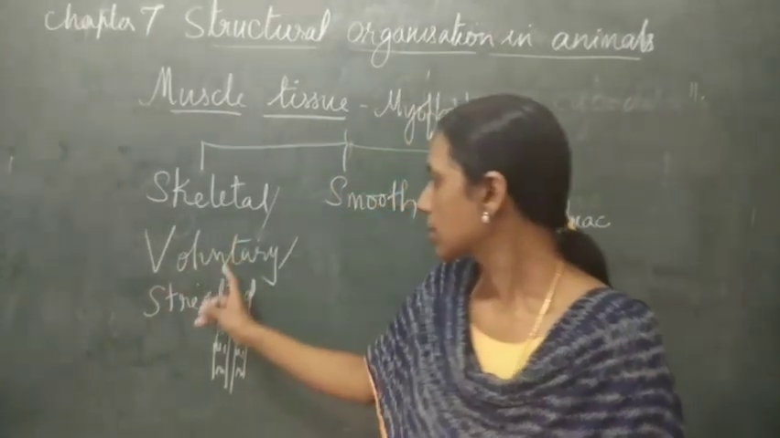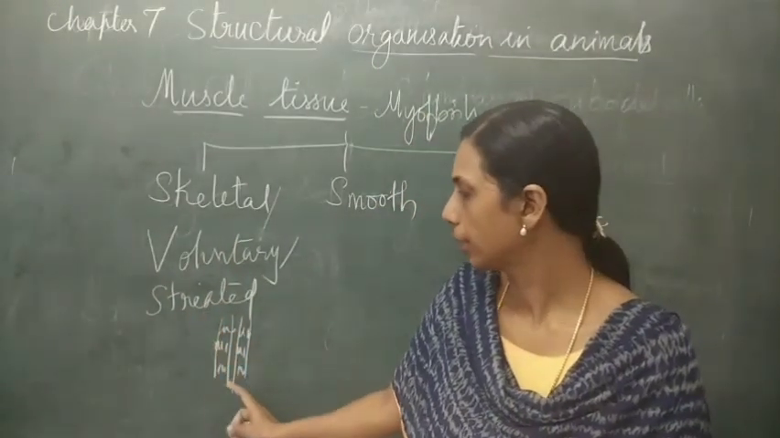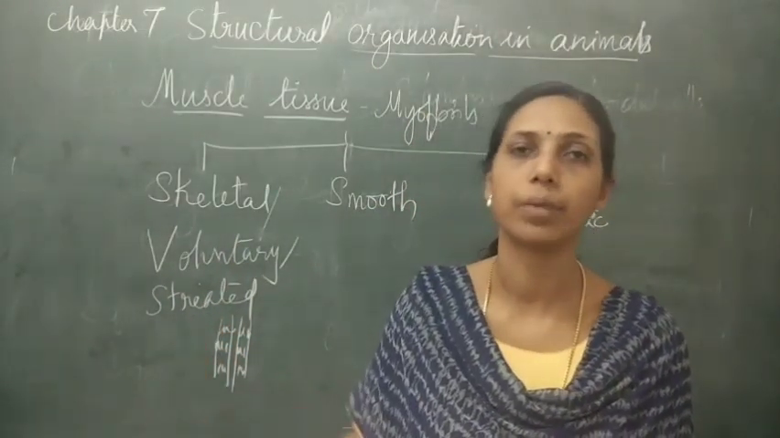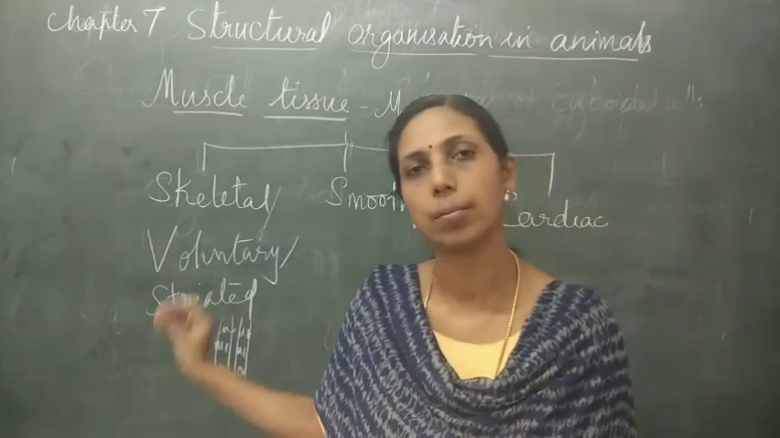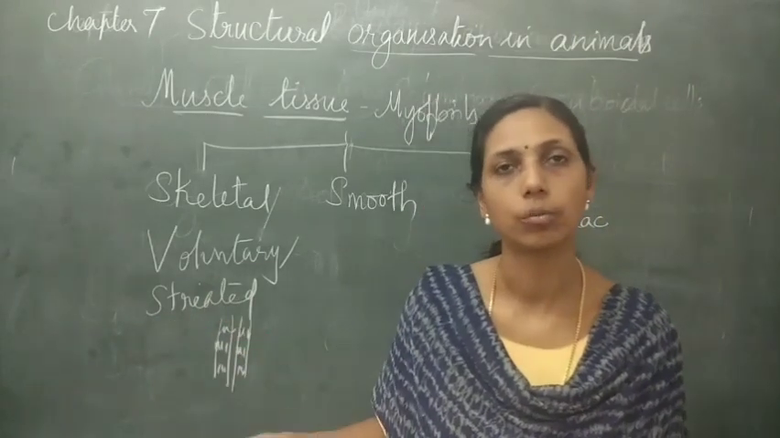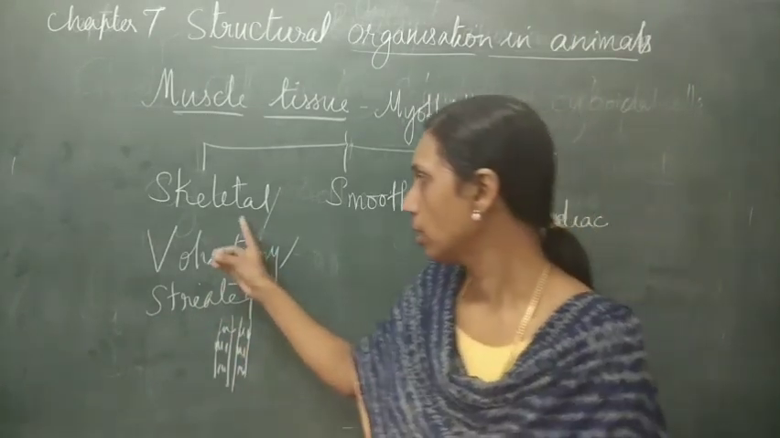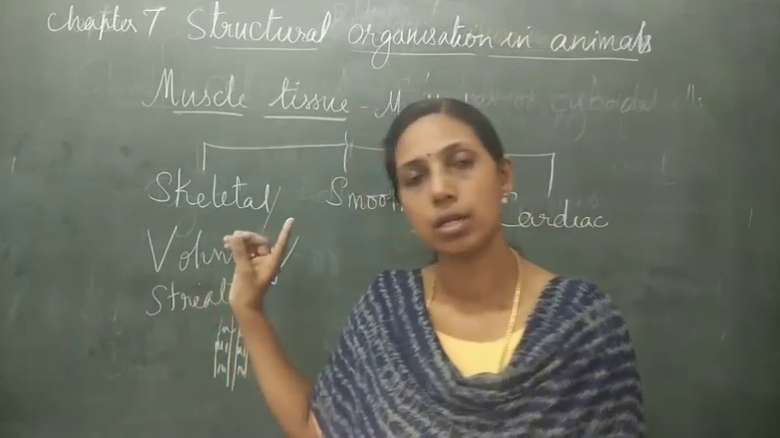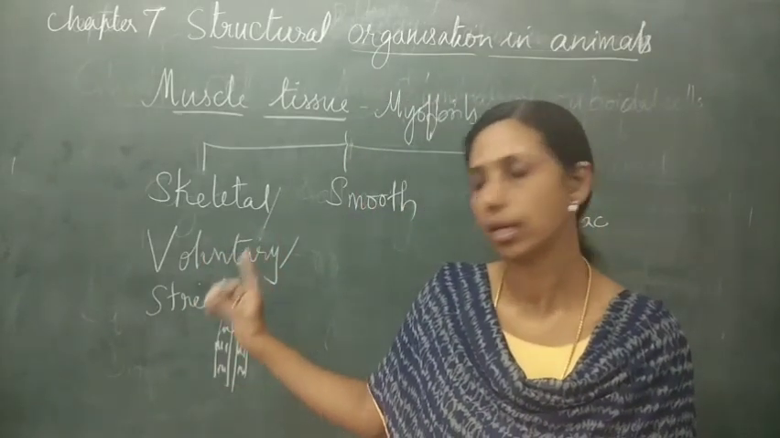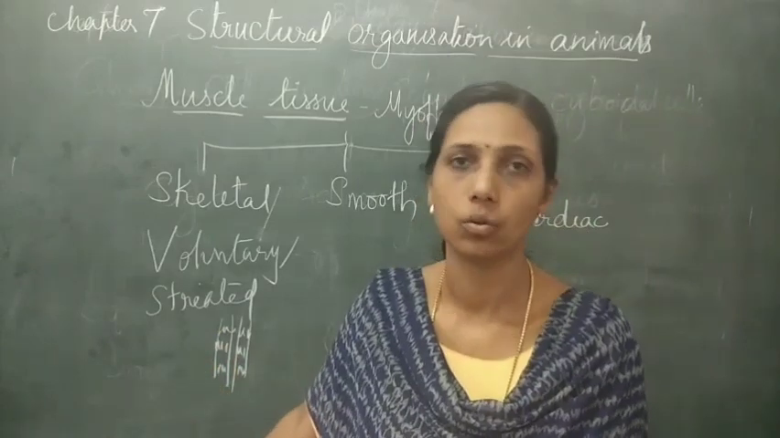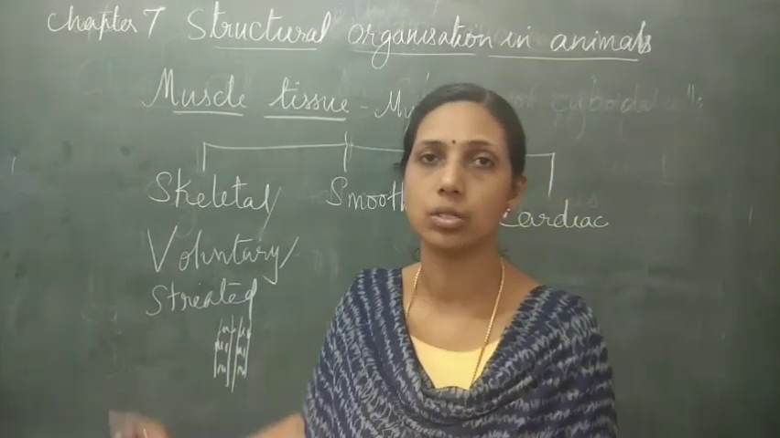So the skeletal muscles are voluntary, striated, cylindrical and unbranched muscles. They are also multinucleate, having more than one nucleus. So they are skeletal, voluntary, striated, cylindrical, elongated, multinucleated, and unbranched muscles.